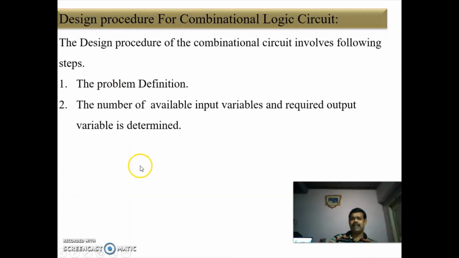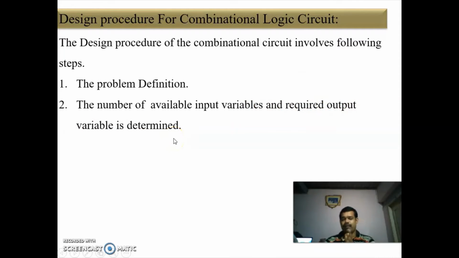Then, second, what we are doing is finding the number of available input variables and the required output variables.